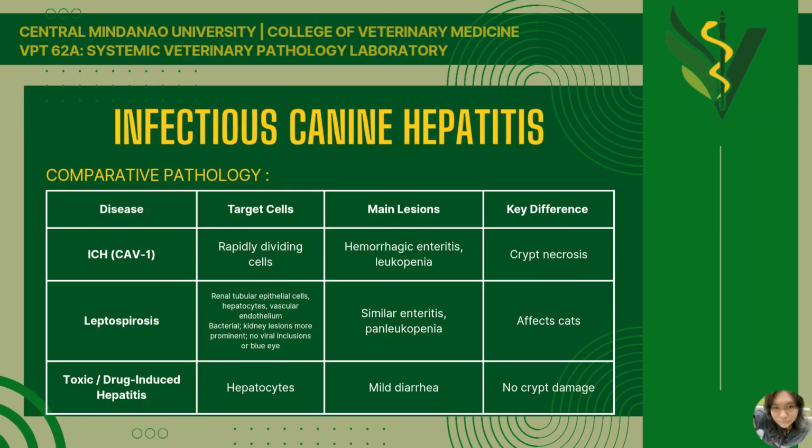Now, for the last one, we have toxic or drug-induced hepatitis, which is caused by chemical injury. It primarily affects hepatocytes directly and is often dose dependent. So, there is no infectious agent, no leukopenia due to viral replication, and no crypt necrosis. The lesions are usually confined to the liver unless the toxin has systemic effects. A history of toxin exposure or drug administration is a major clue in distinguishing this condition.